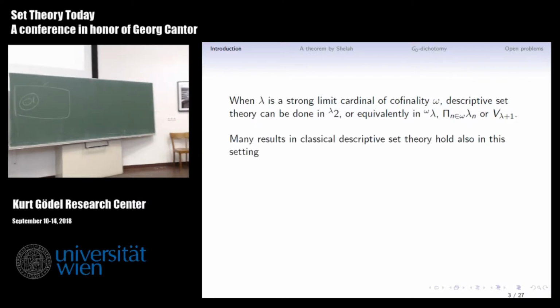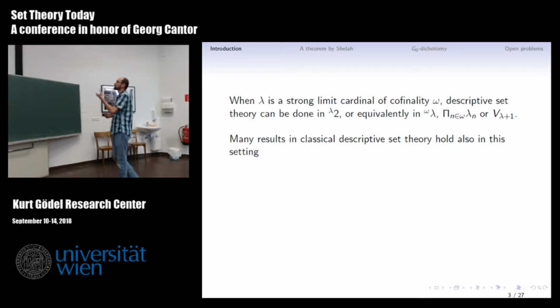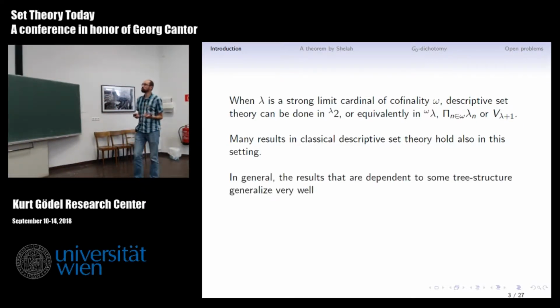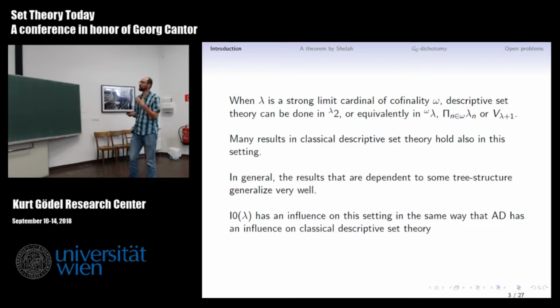Many results in classical descriptive set theory hold also in this setting. And in general, the results that depend on some tree structure or graph structure work very well, while the more combinatorial ones usually do not work very well. So A0 has an influence in this setting in the same way that AD has an influence on classical descriptive set theory. Okay, so this is the cheat sheet.